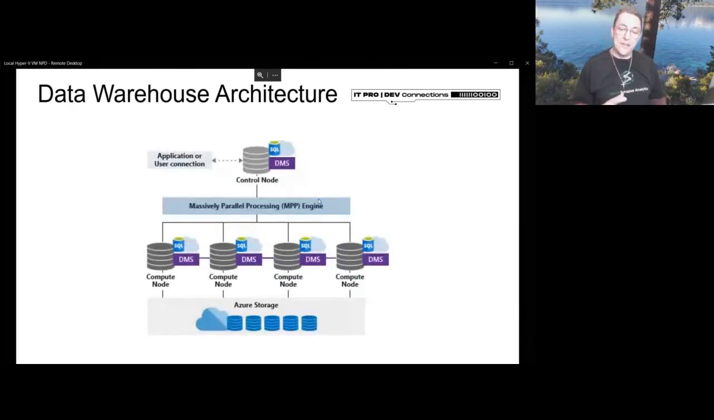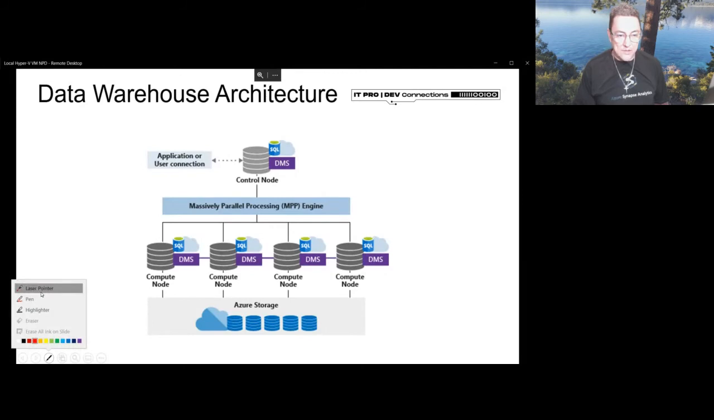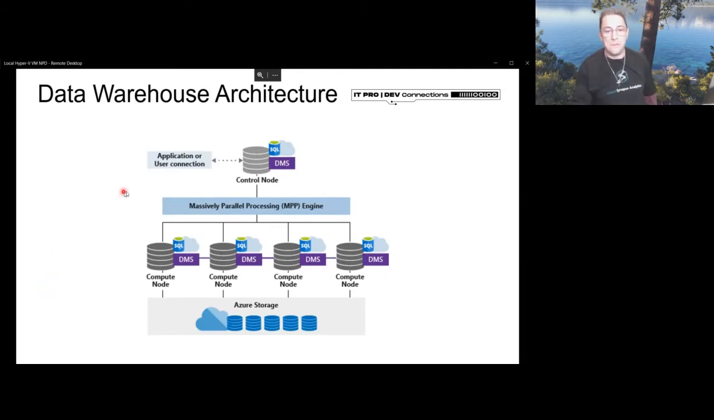On the other side, on the compute side, what we have is these two concepts in here. What are the two concepts we have in here? Let me click on this guy here and get my laser pointer so you can follow me along. So what we have in here is this, and if you have seen a parallel data warehouse from Microsoft before, it used to be, it still exists, right?